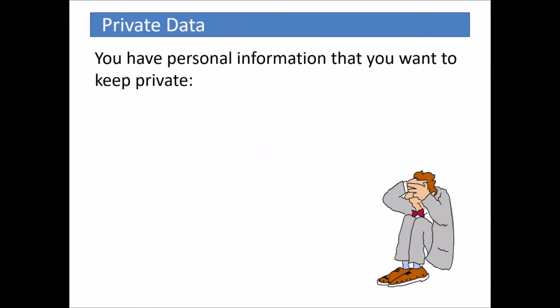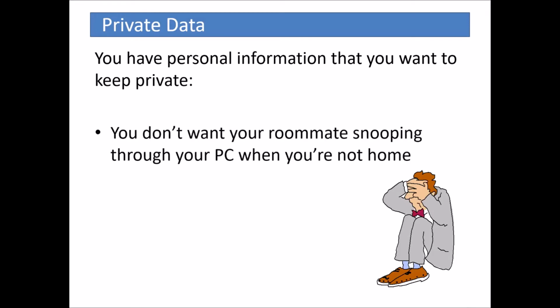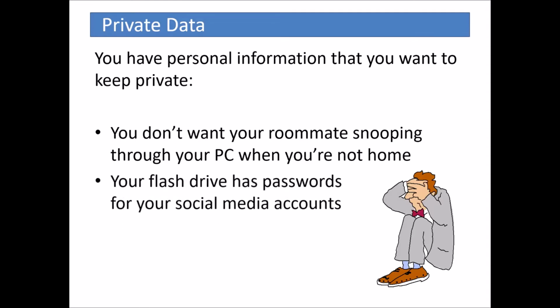So we've got a lot of information that we want to keep private, and we could list lots of different things here, but just some examples of reasons you might want to use encryption beyond what we just discussed. You don't want your roommate snooping through your PC when you're not home. So you might want to keep private information on your PC encrypted. Or you've got a flash drive that has passwords for your social media accounts, and you want to be able to carry that flash drive with you.